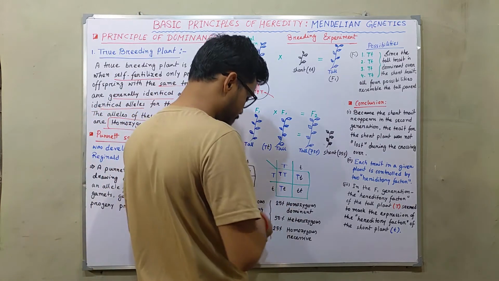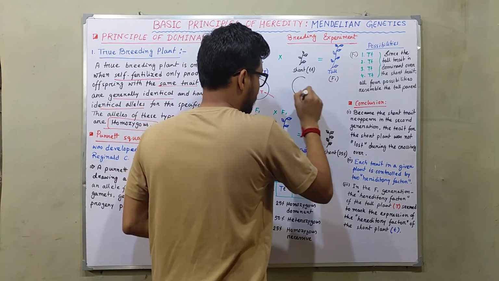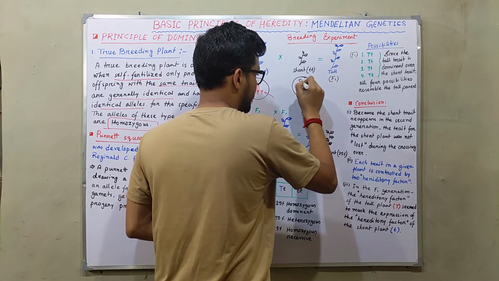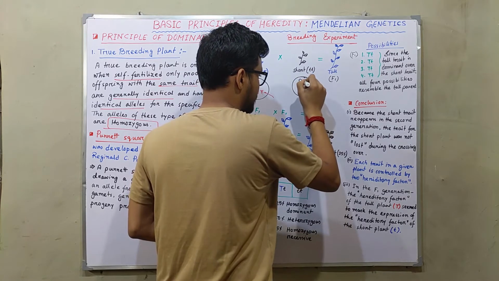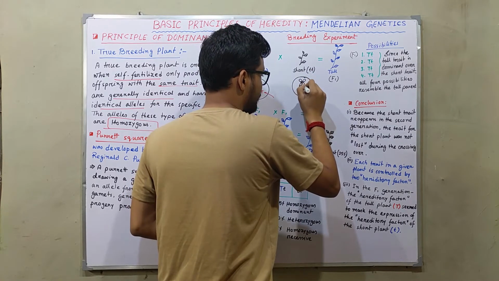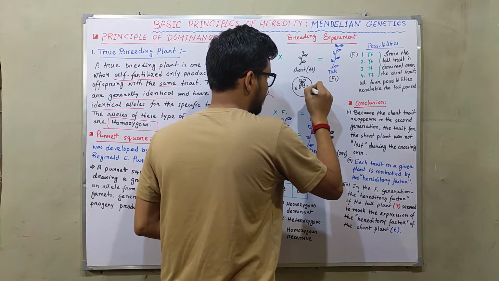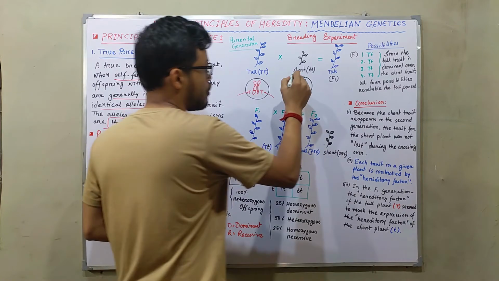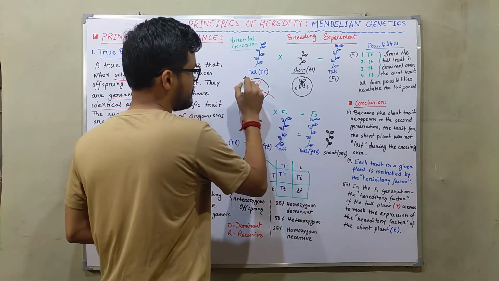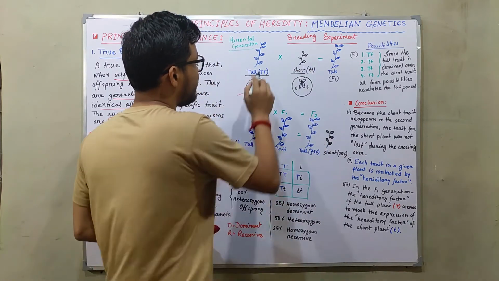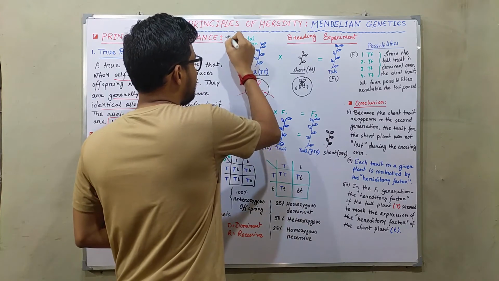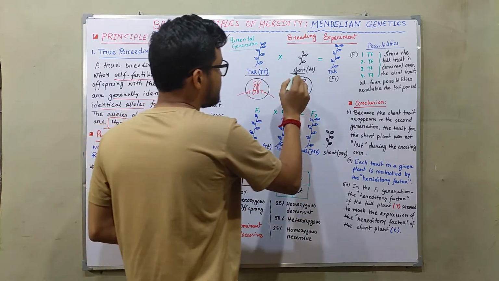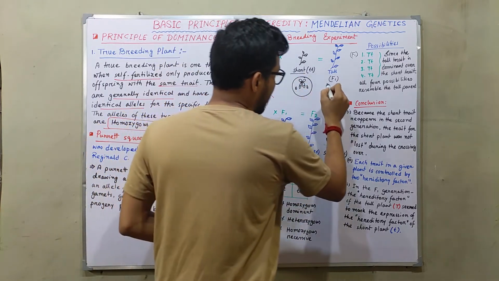And in the case of a short plant, if this is a gamete and this is the pair of chromosomes, the alleles should be small t and small t. That means these chromosomes represent the short phenotype and those chromosomes represent the tall phenotype. In the parental generation, tall plants are crossed with short plants, giving the F1 progeny.